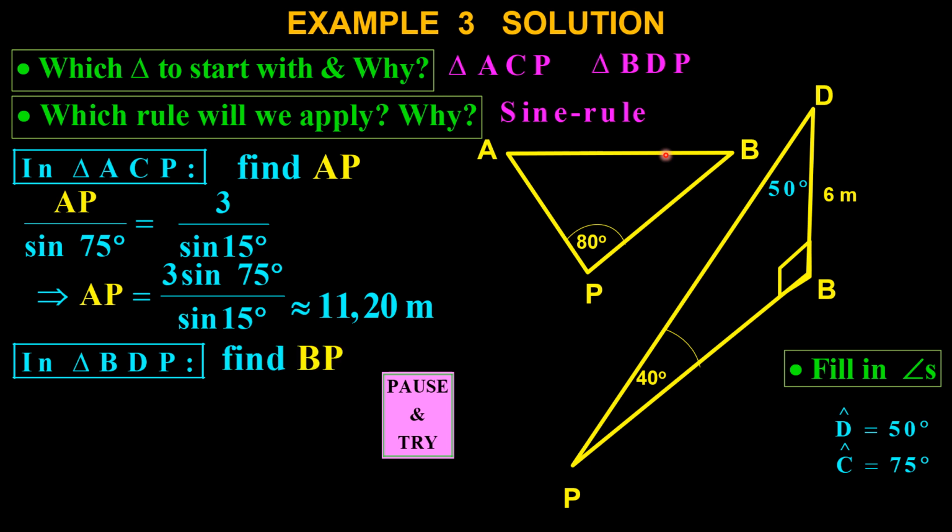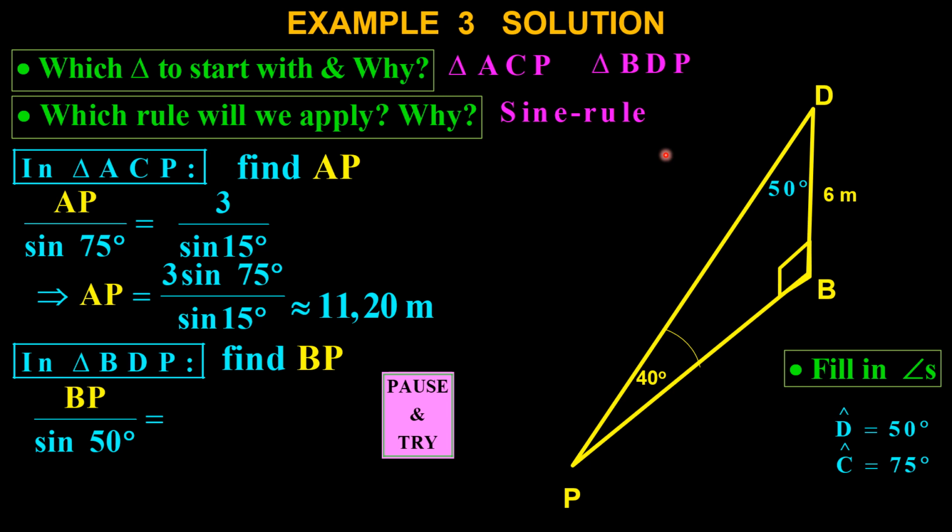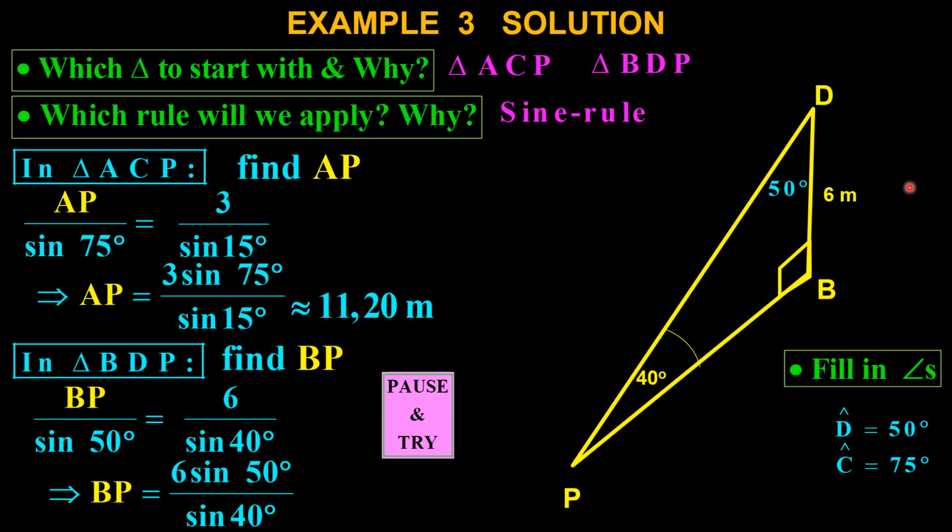Then let's look at BDP. Let's pause and try again. In this case also, 2 minutes at most. So we apply the sine rule, and we want to find PB. There's PB that goes with 50 degrees, and then we have 6 which goes with 40 degrees.